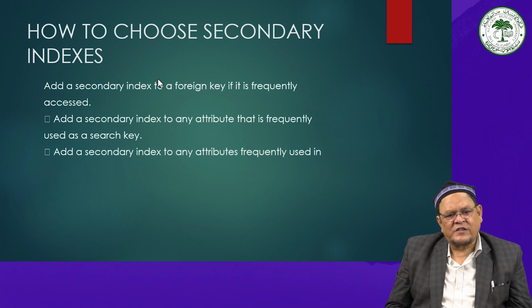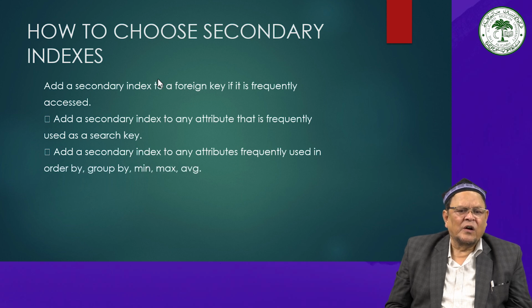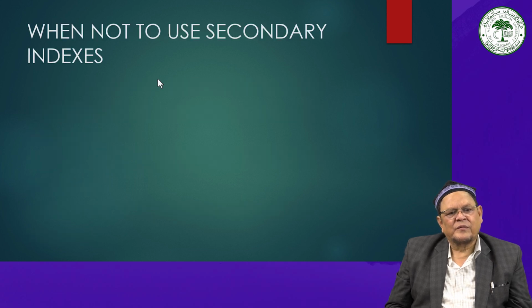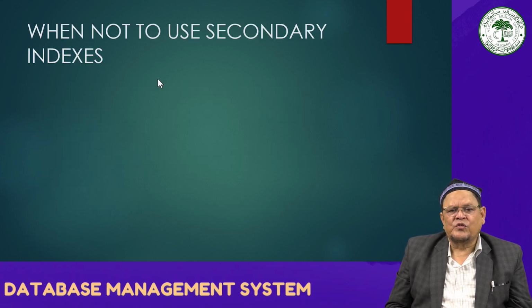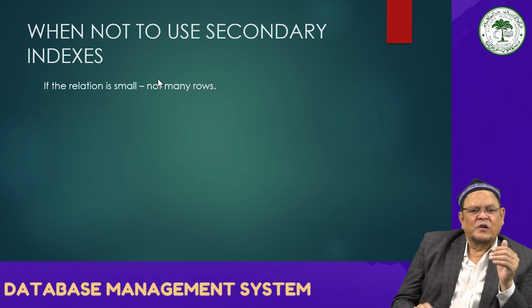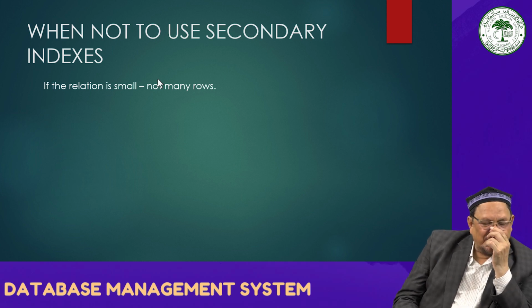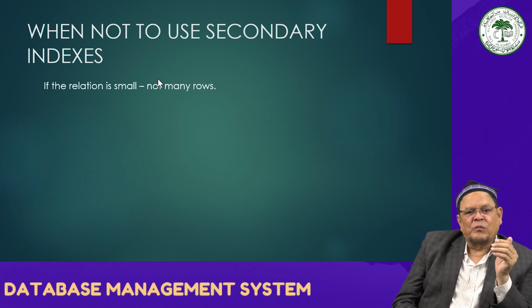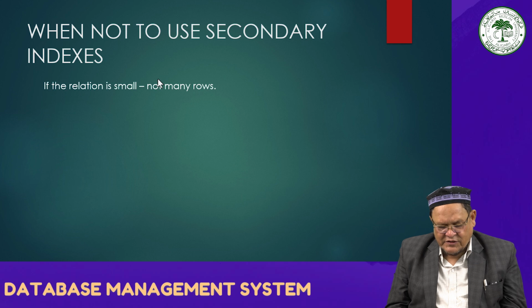Add a secondary index to any attributes frequently used in order by, group by, mean, max, and average also. When not to use a secondary index? There are some cases. If the relation is small, there is no need to, since not many rows are there. So at that time, no need to use a secondary index.